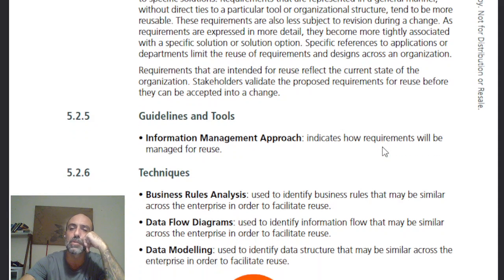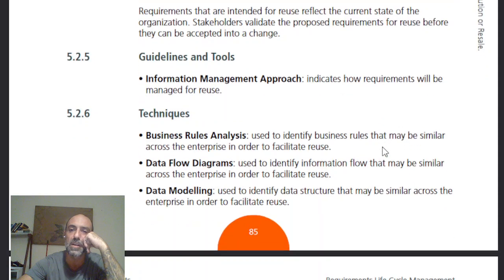Requirements are intended for reuse, reflect the current state of the organization. Stakeholders validate the proposed requirements for reuse before they can accept them into a change. Every single requirement before we use it or change anything on it requires some form of validation, whether it's because of time, changes in the market, or changes in management. We don't know. But ultimately, you always need Uncle Sam to say, yes, I approve. Anyways, stakeholders.